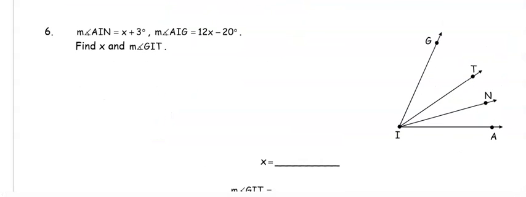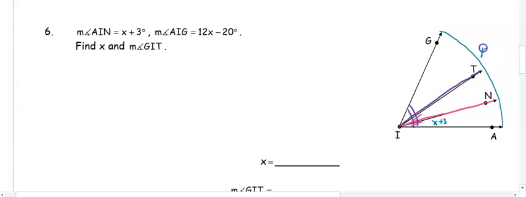In number 6, again, remember that IT bisects the angle, and IN bisects that half into quarters. So we know here that AIN is x plus 3, and we know AIG, this whole angle, is 12x minus 20. So if we have a fourth of an angle and a full angle, we need 4/4 to equal one whole angle. So we have 4 times x plus 3 equals 12x minus 20.